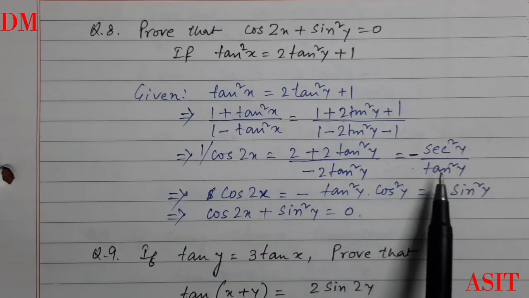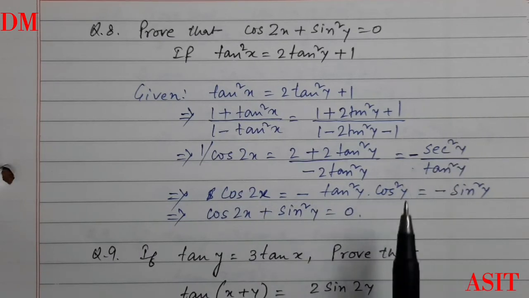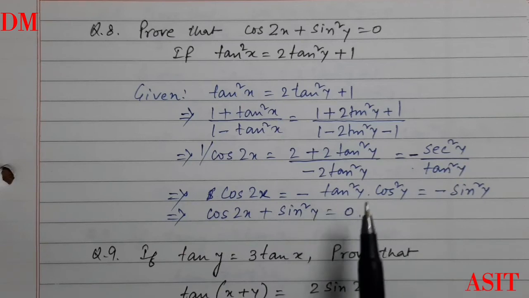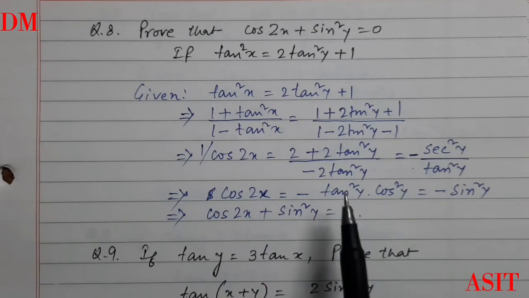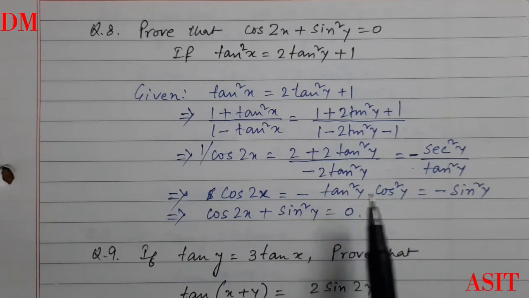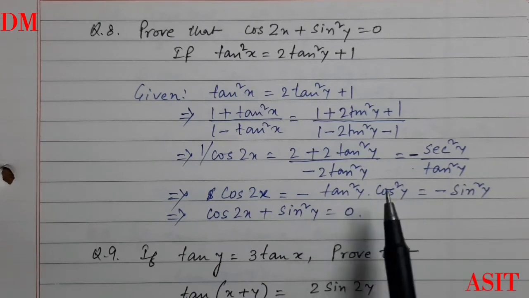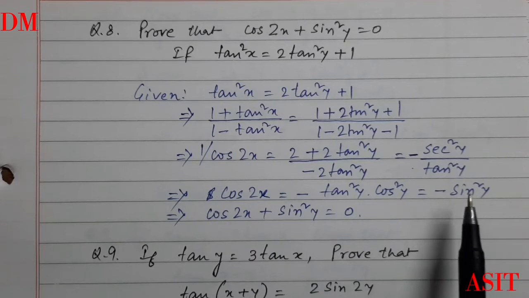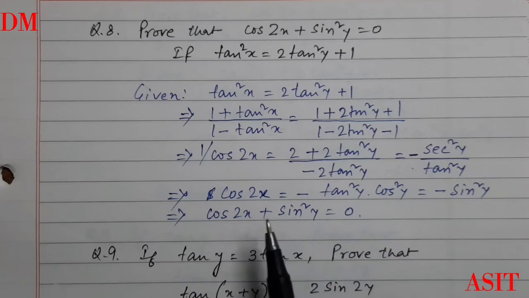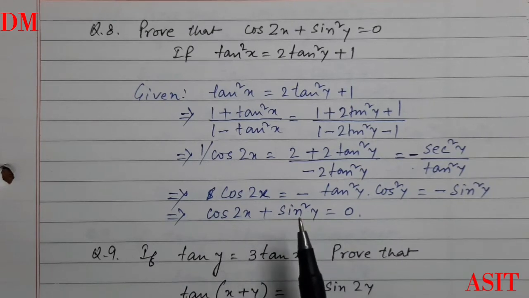So here it will be minus tan square y by secant square y. Now 1 by secant square y will become cos square y. So therefore it will be tan square y into cos square y. And we know that tan square y equals sin square y by cos square y, so we can cancel cos square y. So it will become minus sin square y. Now this minus sin square y will come to the left hand side, and we make it plus sin square y equals 0. Hence the proof.